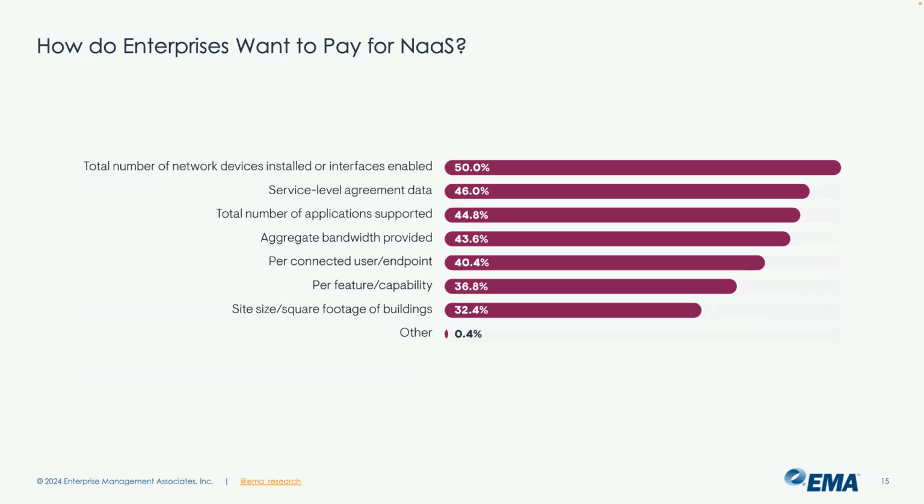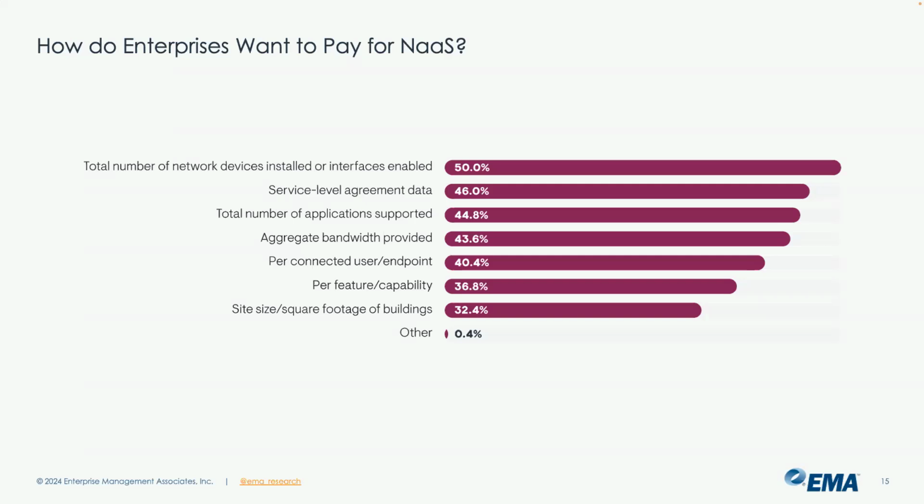Less interest, bottom of the list, per feature capability. That's something they're already being nickel and dimed by mainstream switching vendors to some extent, as switching vendors start to convert more and more of their CapEx business model to recurring revenue by doing a lot of different subscription tiers on top of hardware. So they're already done with that, and they don't think that's a high priority for their NaaS purchasing. And then site or square footage of buildings is definitely a low priority here.